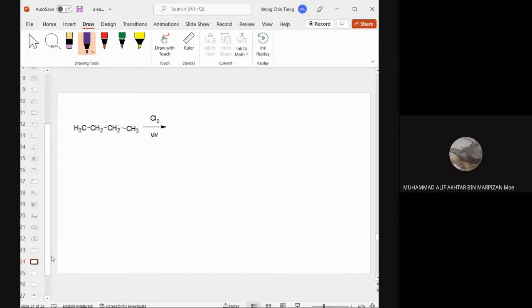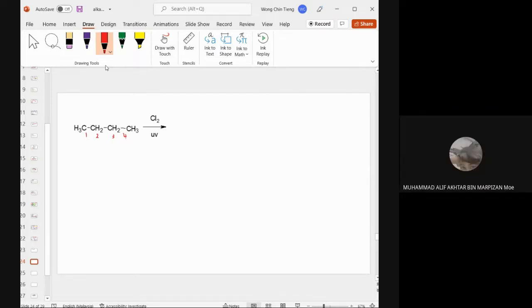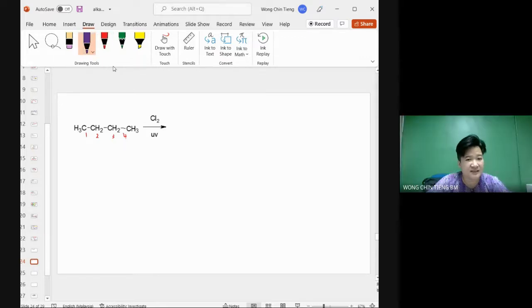Dua. Ganti kat carbon mana? 1, 2, 3, 4. Carbon 2 dengan 3. Alif kata ganti kat 2 dan 3 untuk dapat 2 produk. Anybody else? 1 dengan 2. Ganti 1 akan sama dengan gantikan 4. Okay. Ganti 2 akan sama dengan gantikan 3.